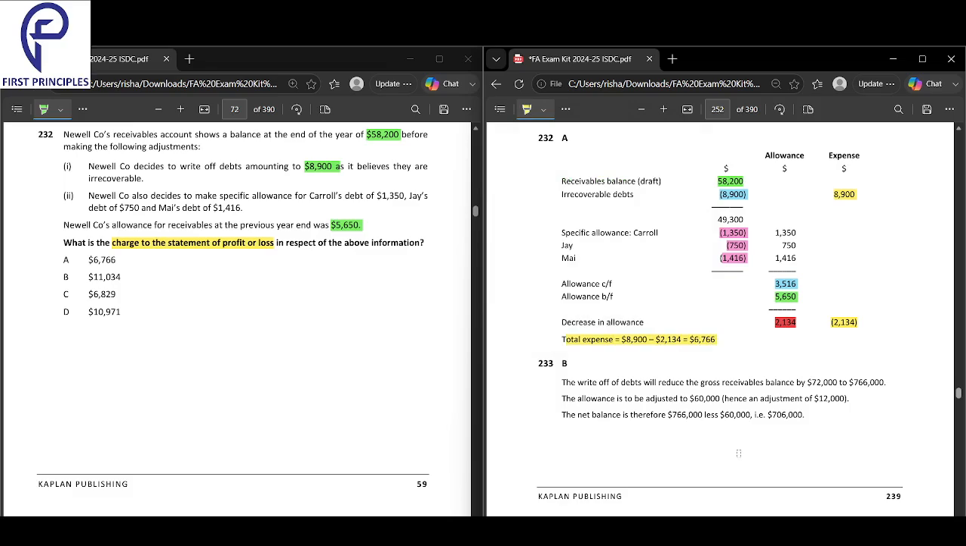So what goes to P&L? Number one, irrecoverable debts, directly given in the first point, no problem. Second, how much allowance this year? They've added everything, that much allowance this year. These are the three allowances this year.